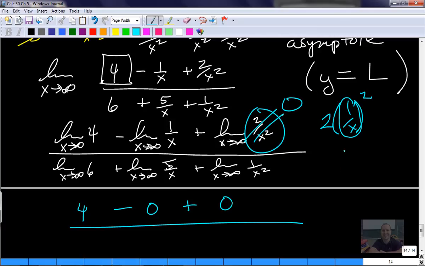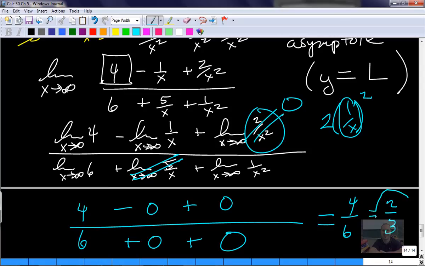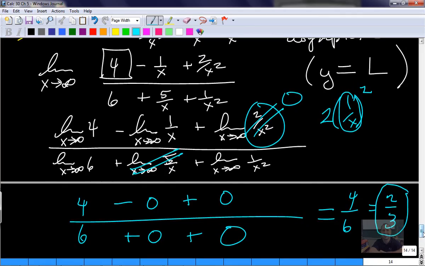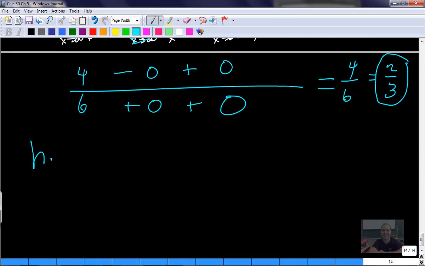Okay? Is this ringing a bell from chapter 1? Awesome. So down here, that is 6. The limit as x approaches infinity of 5 over x is 0. 1 over x squared, that is 0. So guess what? We have a limit of 2/3. And that limit tells us what the equation of the horizontal asymptote is. So the horizontal asymptote, and I'll just review that, HA is fine, is y equals 2/3.